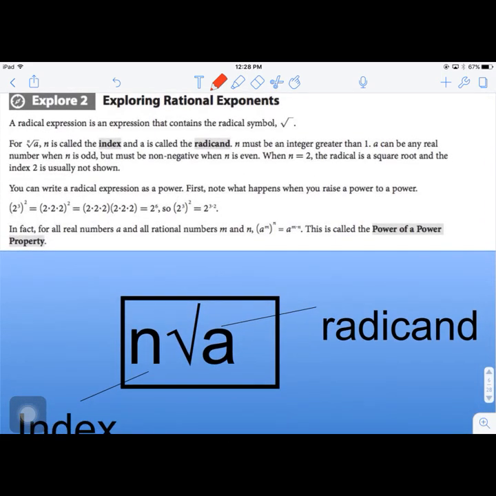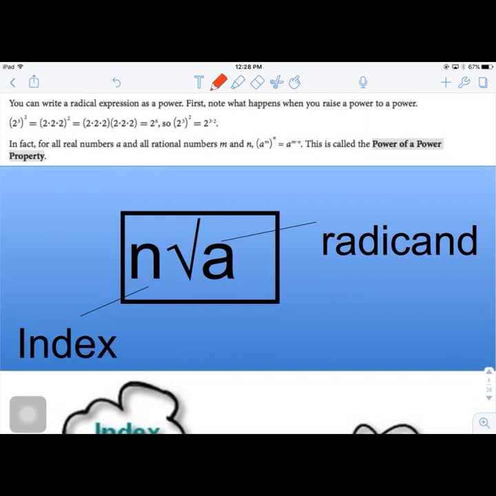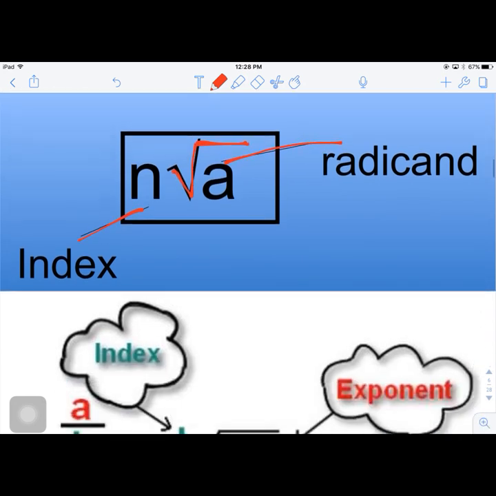Let's take a look at our actual radical expression and identify its parts. We have this radical form, the nth root of a, and that's how we say it. The n is the index, that's how many roots we are taking. Then this is the radical sign, and the a inside is called the radicand.